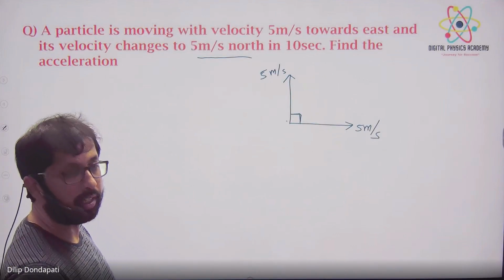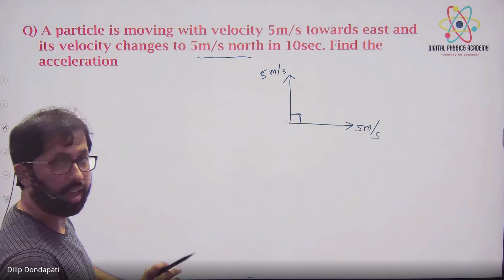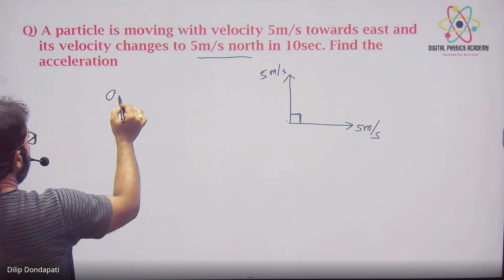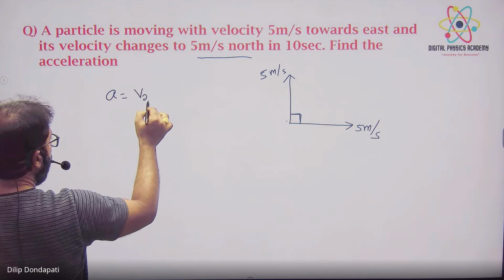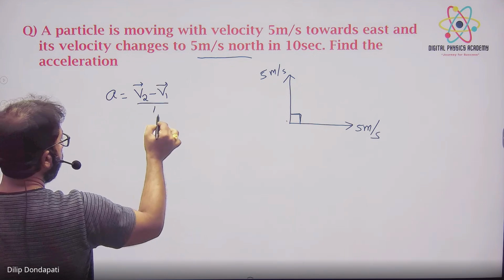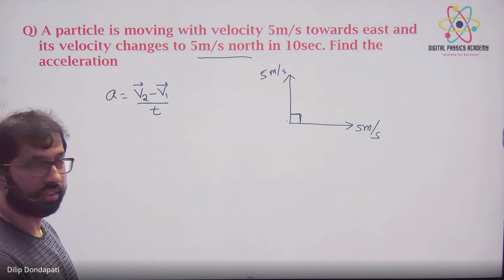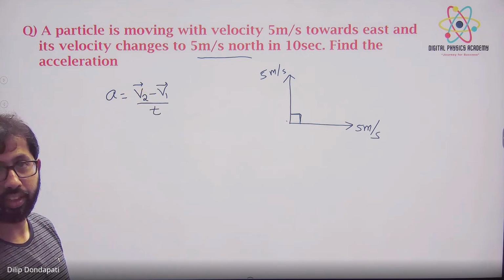What is the acceleration? Okay. Acceleration formula is what? Acceleration formula: v minus u by t. Change in velocity by time, right? So v2 vector minus v1 vector by time. v2 vector minus v1 vector by t. This is the formula for acceleration, right?